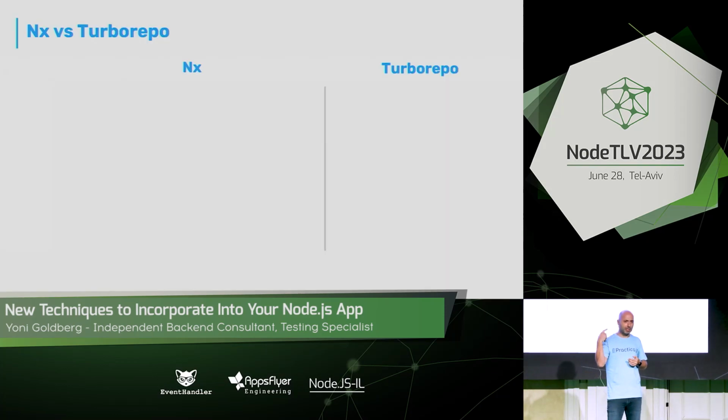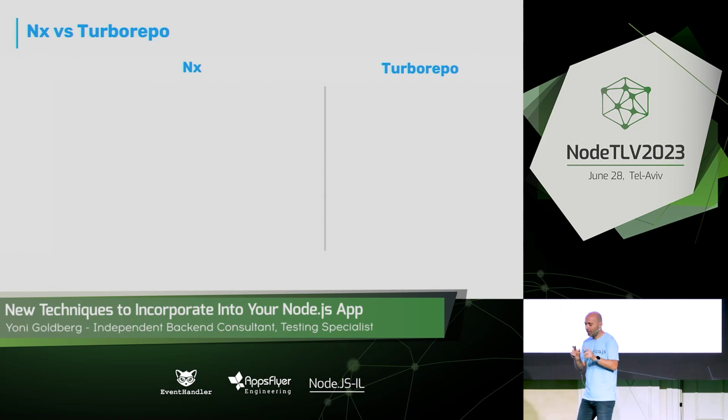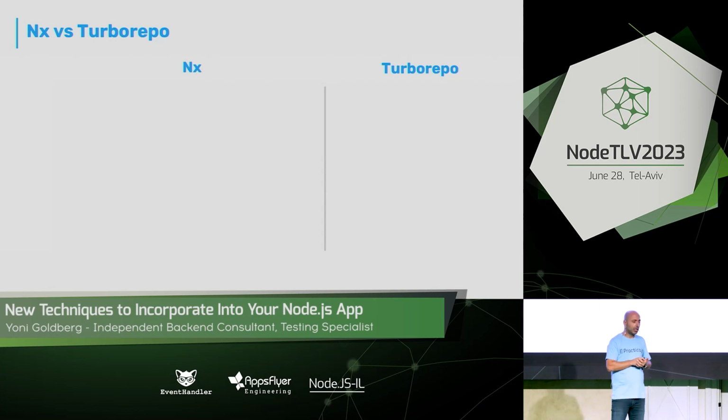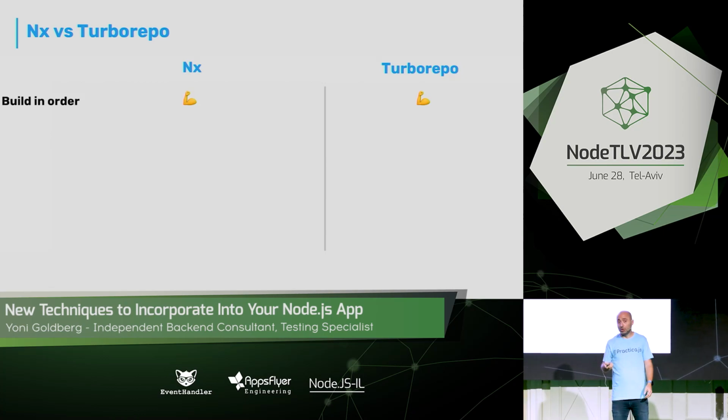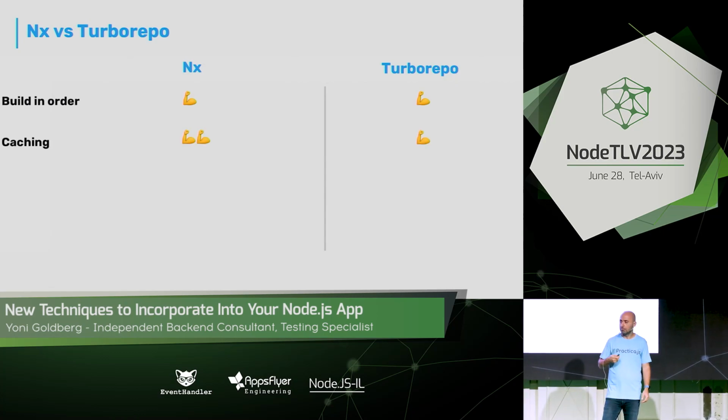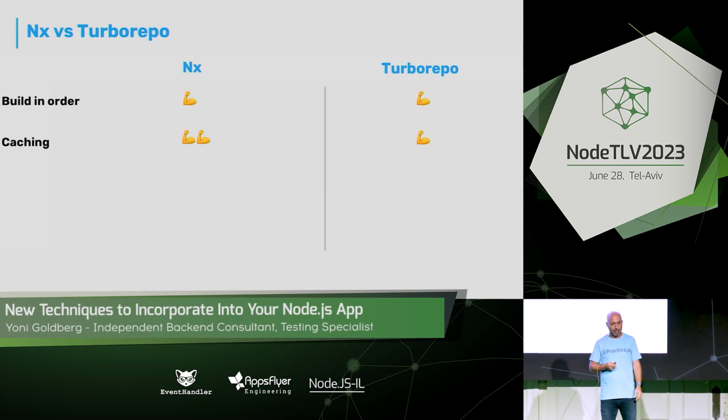And out of the list that I've showed you, only two tools in the JavaScript world can support this minimum set of features. And it's NX and Turborepo. Let's try to compare these libraries. So first, we need them to build the dependency graph and run it intelligently. Both can do it. We need caching. Both can do it. NX is even faster and more feature-rich.